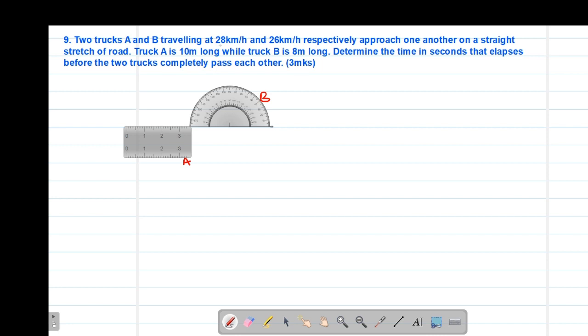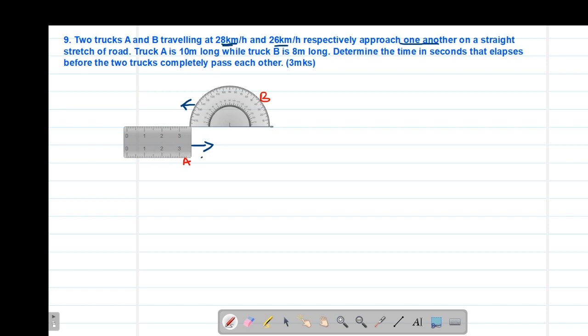B, traveling at 28 kilometers per hour and 26 kilometers per hour respectively, approach one another. Approaching one another means that if A is moving to the right hand direction, then B must be moving to the left hand direction, so that they are moving towards each other or in opposite directions. We are told that truck A has a speed of 28 kilometers per hour.